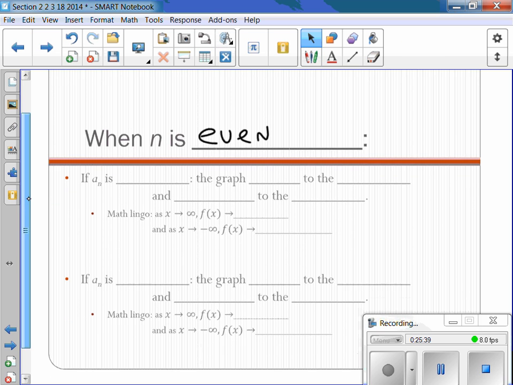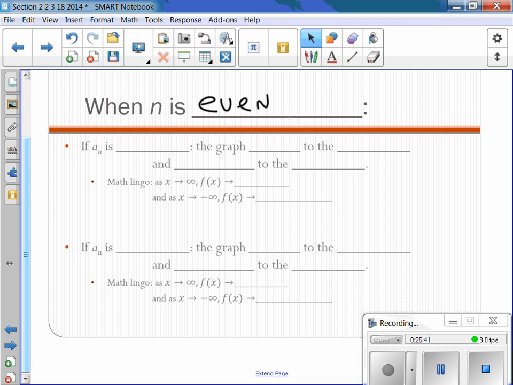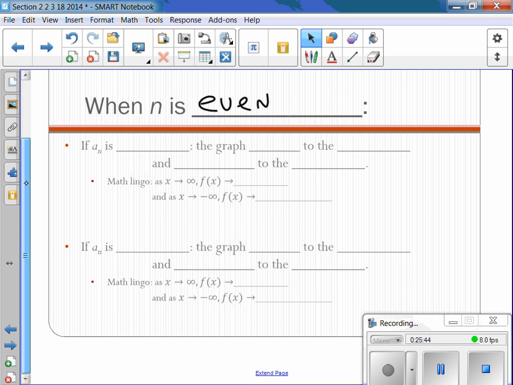So, if a sub n is positive, we're talking about an even n. So what's going on? What does it resemble? My parabola, right? So either they're both falling or both rising. So if it's positive, that means my f of x is always approaching infinity on either the left or the right.